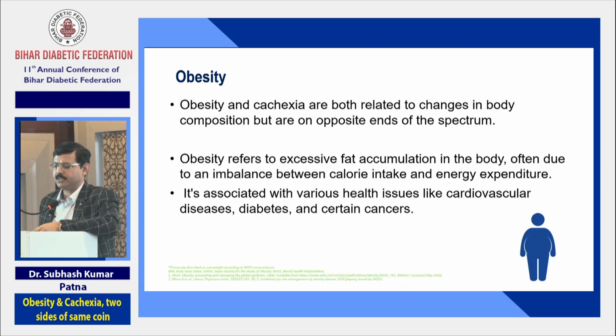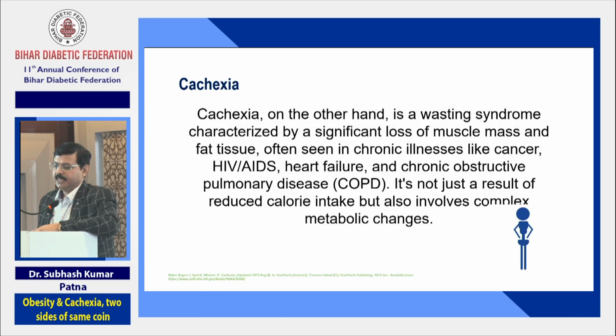Obesity and cachexia are both related to change in body composition, but on opposite sides of the spectrum. Obesity refers to excessive fat accumulation, we know that, and imbalance of both calorie intake and energy expenditure. The amount which we take and we burn through different mechanisms is associated with various health issues which I'm not going to discuss, but we know that CV risks are very high with obesity, along with cancers and so on.